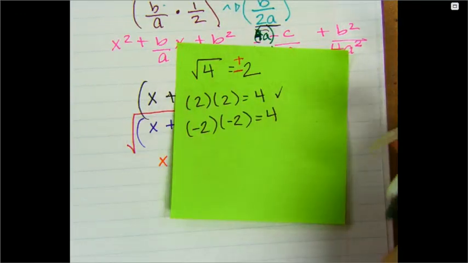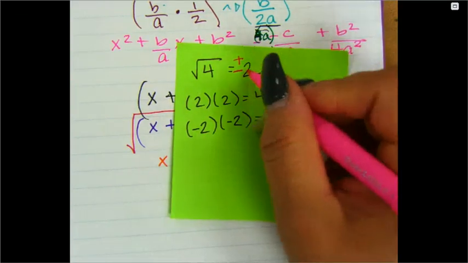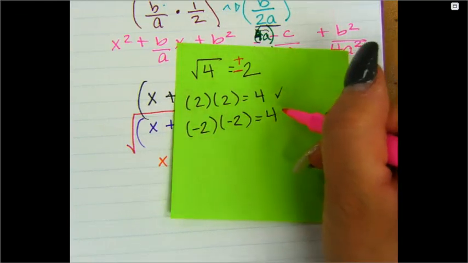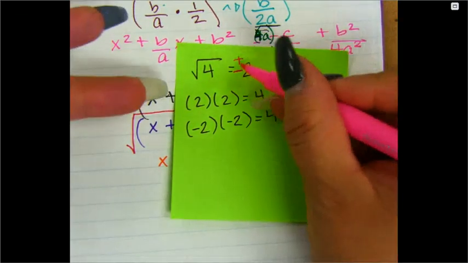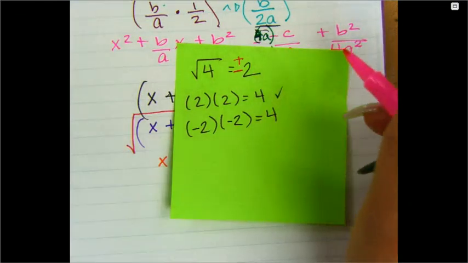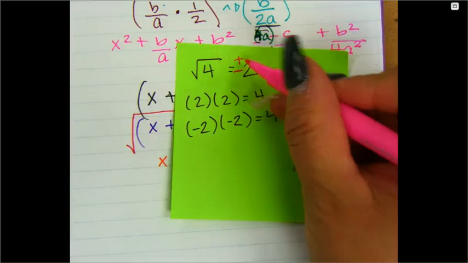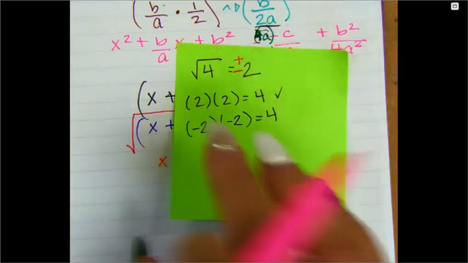Okay? It's a positive 2 because positive 2 times positive 2 is 4. But it's also negative 2 because negative 2 times negative 2 is 4. Do you understand? From here on out, every time you take the square root, you will have how many answers? 2. You will have a positive and a negative. We don't say positive and negative, we say plus or minus. It's just easier to say. So plus or minus 2, which is fine. But you will know that it's positive 2 and negative 2. Got it? Make sense? Because that's your homework.